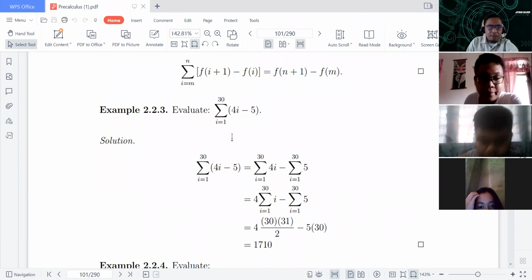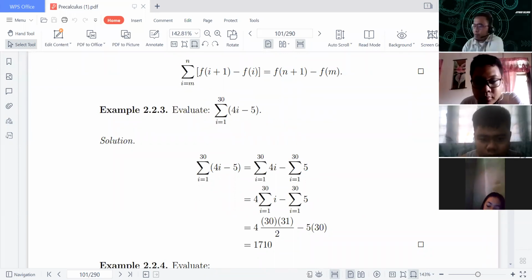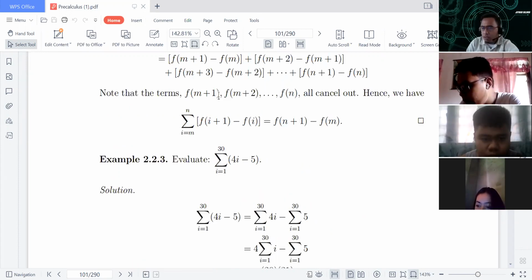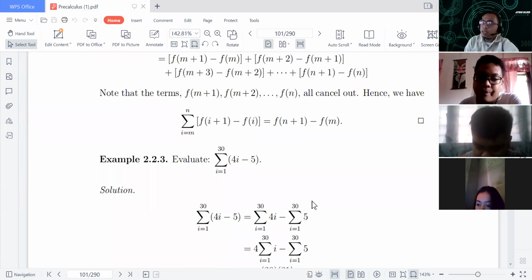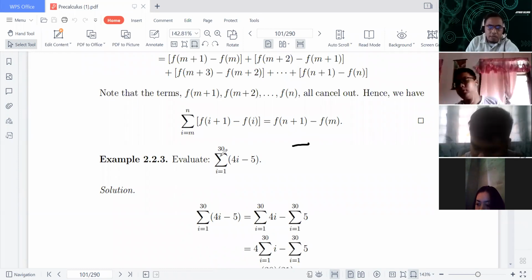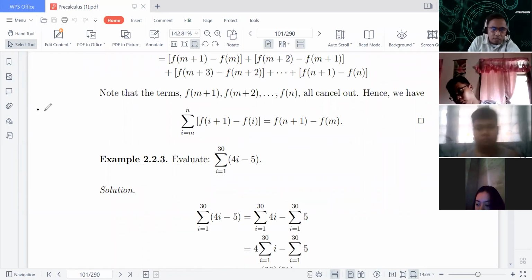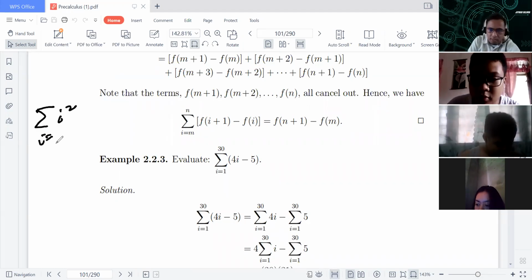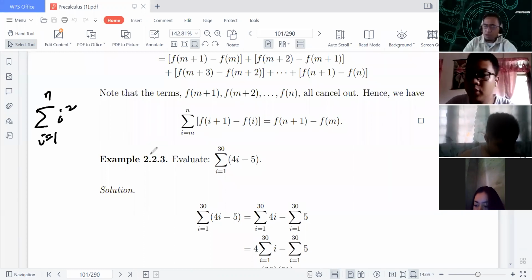Before we introduce the other formulas, let us complete these formulas before we do examples. So we have another formula here. What will be the formula that you will be using if you are asked to find the summation of i squared, where i ranges from 1 to n? Have you read about the formula? Anyone?